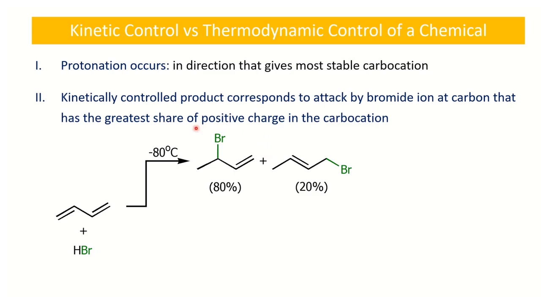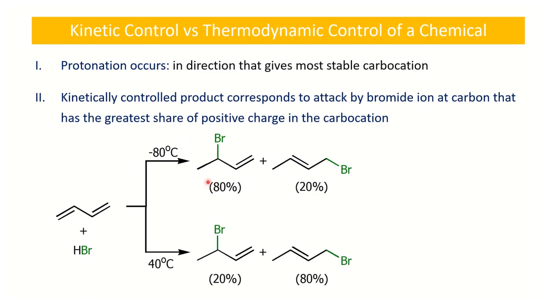So you can see that at low temperatures, this is the kinetic species, and of course at high temperatures the kinetic species is very low and the thermodynamic species very high. Look at the difference, because the kinetic species is the least substituted alkene. There's only one R group on the alkene. On the other hand, the thermodynamic species is disubstituted in this case.